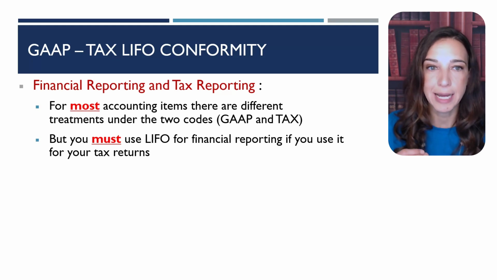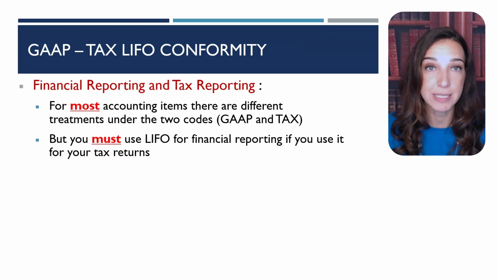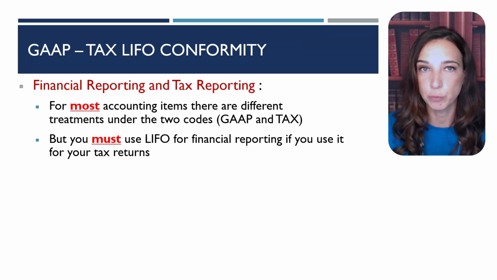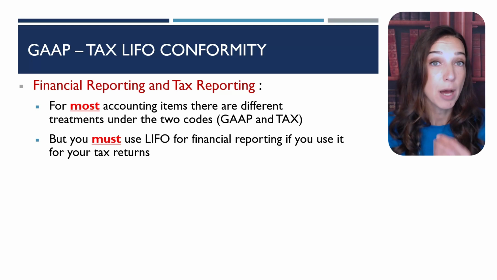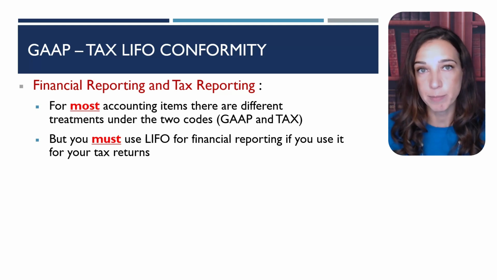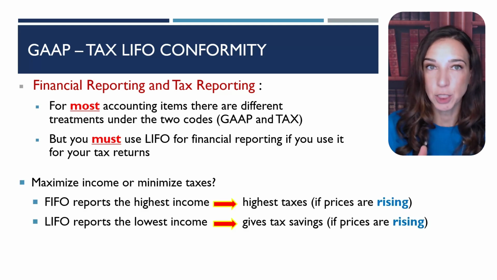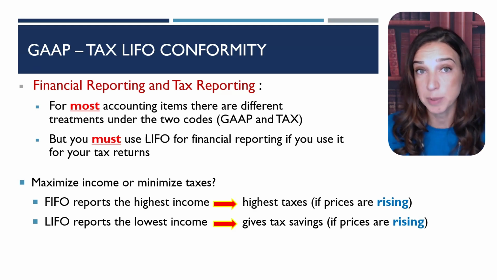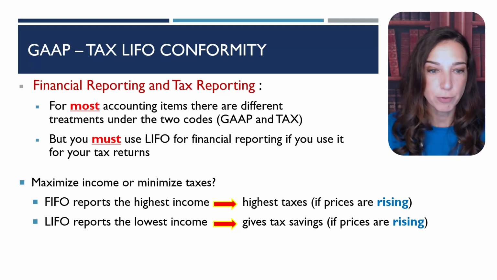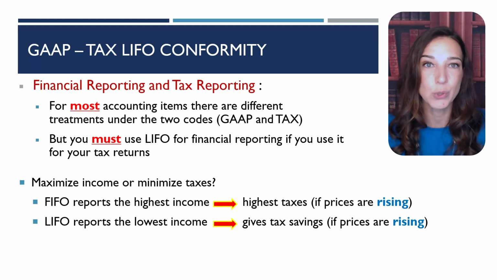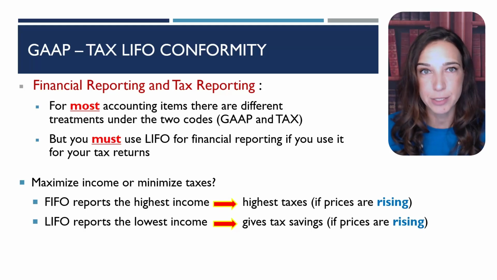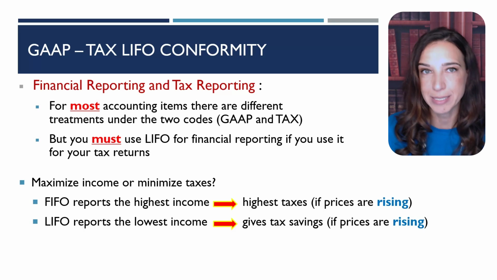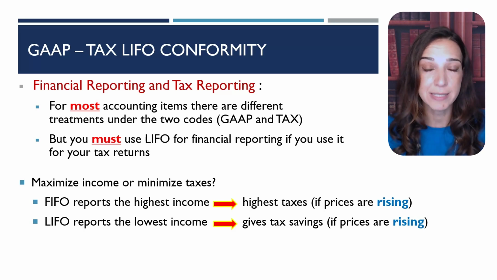However, you do have this dynamic that because of this tie, because of this conformity, if you choose LIFO for tax reporting, you will show the same lowered income on your income statement as well. So inherently, we have this tension between showing higher income on the income statement and minimizing taxes and optimizing cash flow from that perspective. FIFO reports the higher income, but also leads to higher taxes if prices are rising. LIFO reports the lower income, but also gives greater tax saving if prices are rising. Again, on the last slide of this video, I will talk a little bit more of the advantages and disadvantages of LIFO versus FIFO.